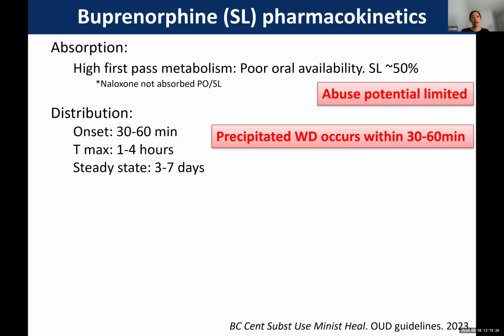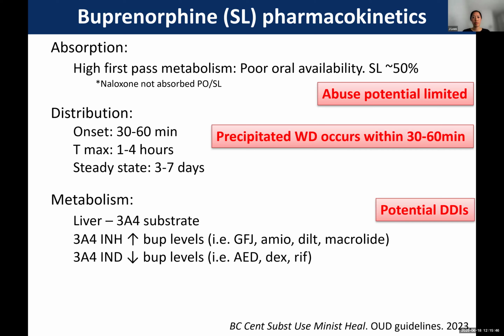The onset of activity is within 30 to 60 minutes of administration. And that's important because this concept of precipitated withdrawal can occur within that time frame. And it is the limit to how frequently you can give this medication, Q1 hourly.